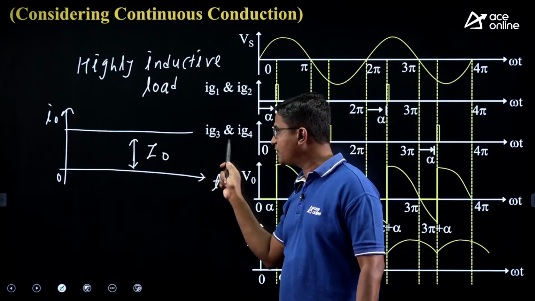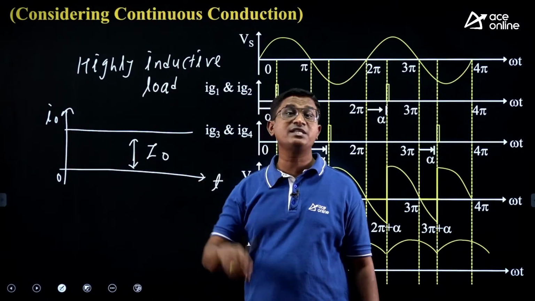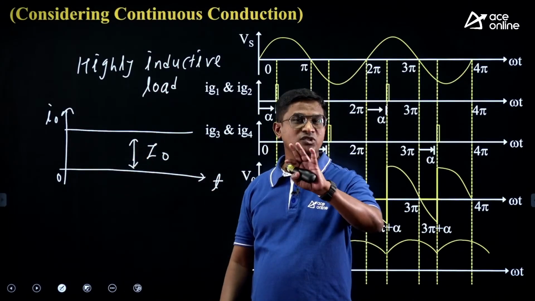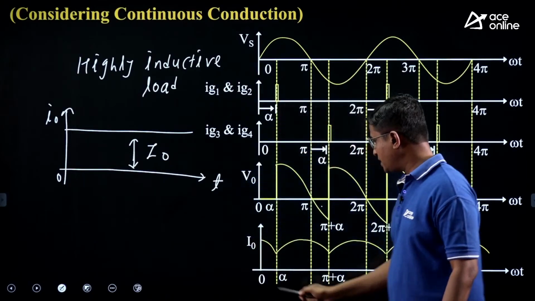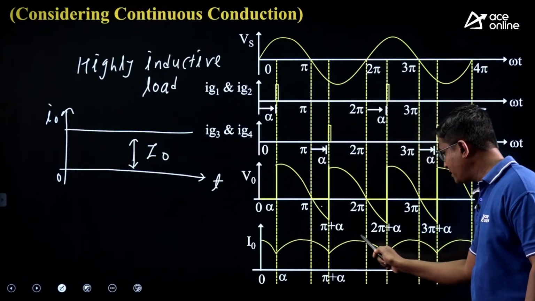Please check this current waveform. Is there any change in the load current waveform you are observing? No change. So if load is highly inductive, your load current is always constant. But whereas if you check this type of waveform, there is a change, slowly increasing, decreasing, increasing, decreasing.